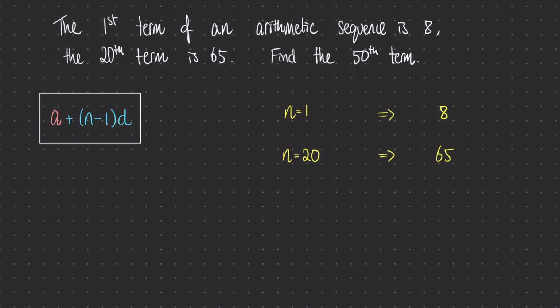So from the last example, we saw that when we're asked to find the whatever numberth term of a sequence, we need our nth term formula filled out with the value of a and the value of d. In this case, we're not given either of those values, so our first goal is to work those out. So the first term of an arithmetic sequence is 8. That means a must equal 8. However, I still don't know the value of d.